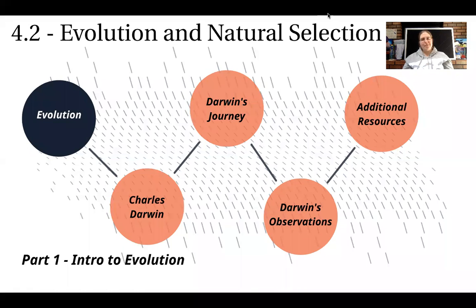Hey guys, welcome back. Today we're moving on to Unit 4.2, which looks at evolution and natural selection. So this is part one notes, and that's looking at an introduction to evolution, what it is, some of the key names in it, and how that led us to the theory of evolution.